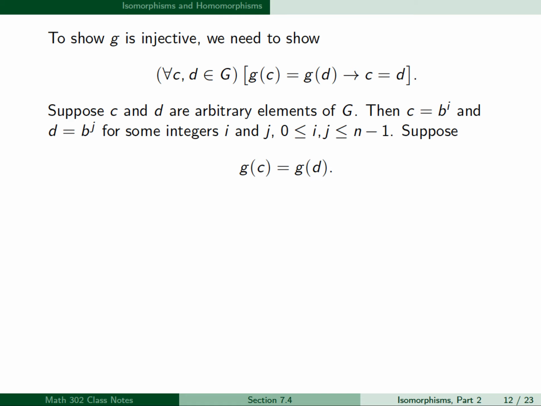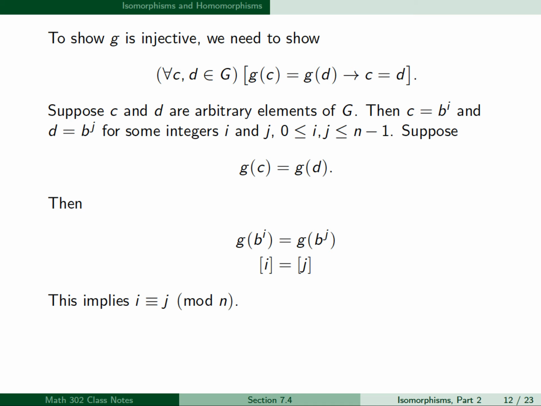So let's suppose our hypothesis g of c is equal to g of d. Then g of b to the i is equal to g of b to the j. That's what c and d are. So that means that the congruence class of i is equal to the congruence class of j. That's how our function is defined. And this implies i is congruent to j mod n.